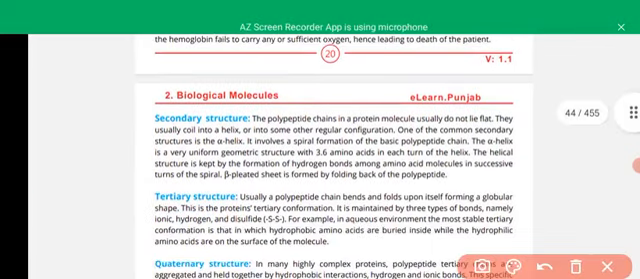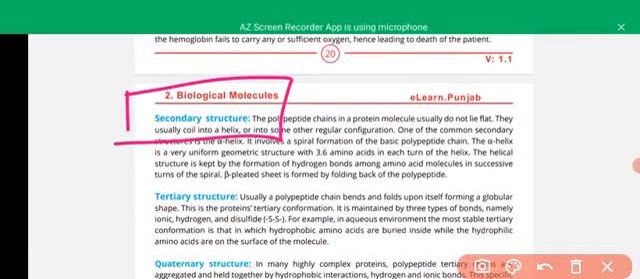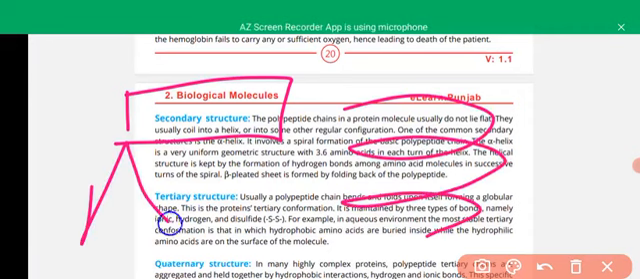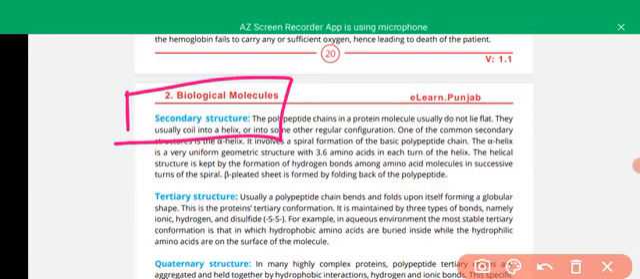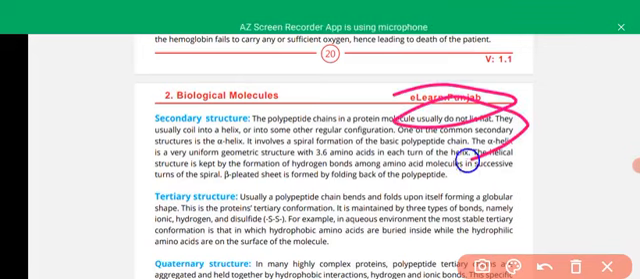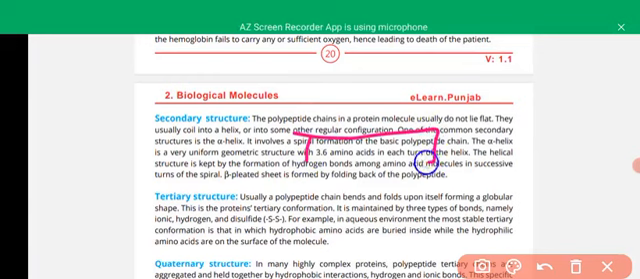Then the secondary structure, when there is a helical form or there may be beta pleated sheets, and they are stabilized by hydrogen bonds. It is called the secondary structure. Most of the fibrous proteins are in the form of secondary structures. Alpha helices are mostly right-handed or maybe left-handed. There are 3.6 amino acids in each turn of the helix.